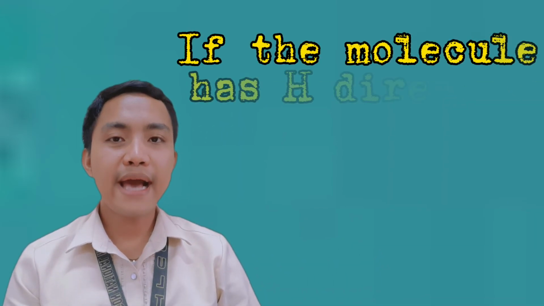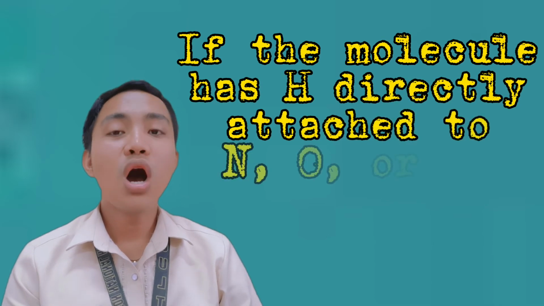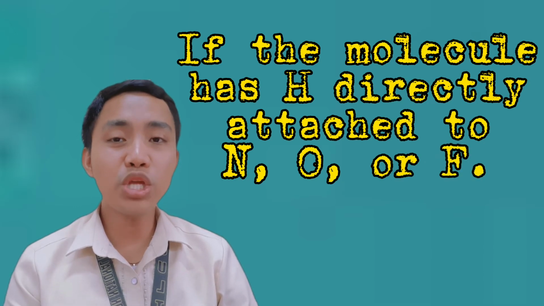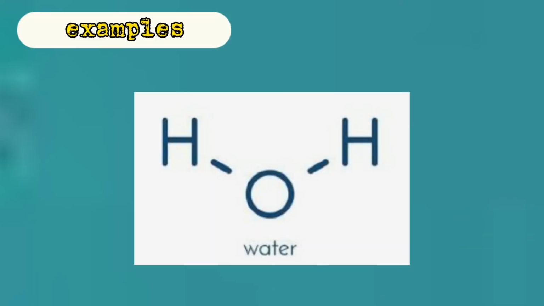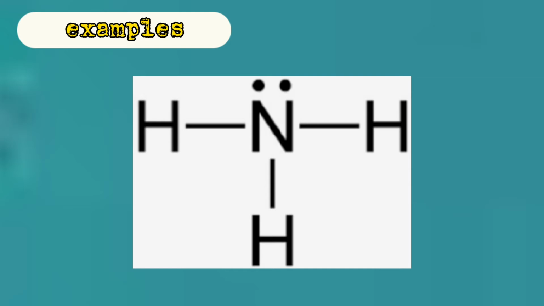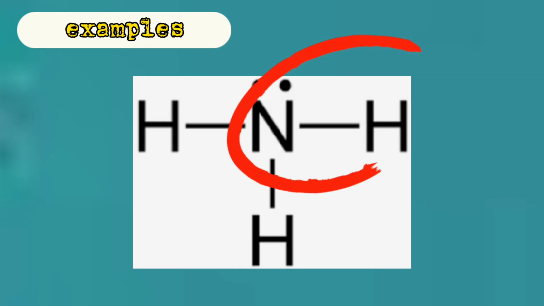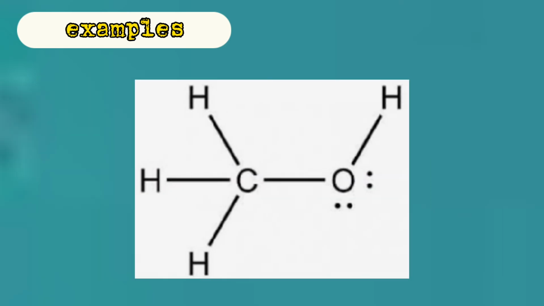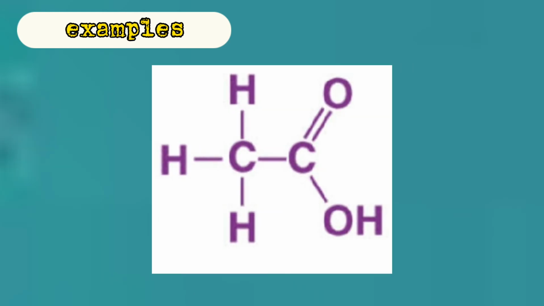If the molecule has hydrogen directly attached to nitrogen, oxygen, or fluorine, then that particular molecule is a polar molecule. Example, H2O or water. Water is a polar molecule because hydrogen is directly attached to oxygen. NH3 is a polar molecule because hydrogen is directly attached to nitrogen. CH3OH is a polar molecule because again, hydrogen is directly attached to oxygen. CH3COOH is a polar molecule because hydrogen is directly attached to oxygen.